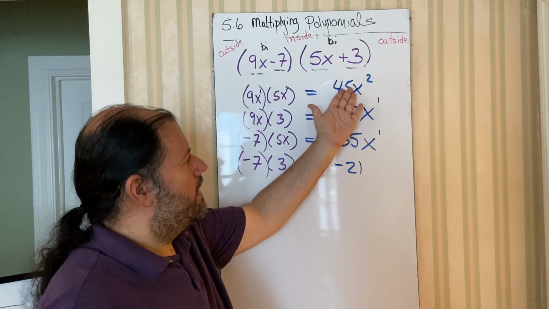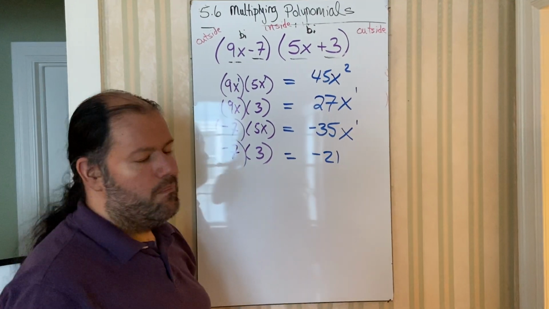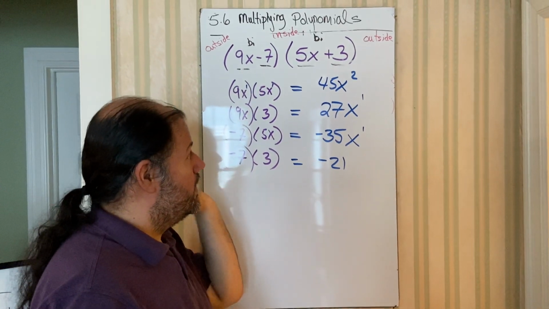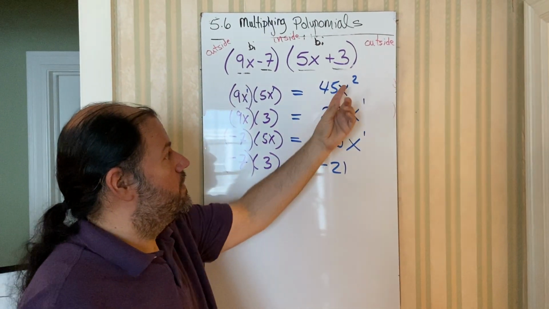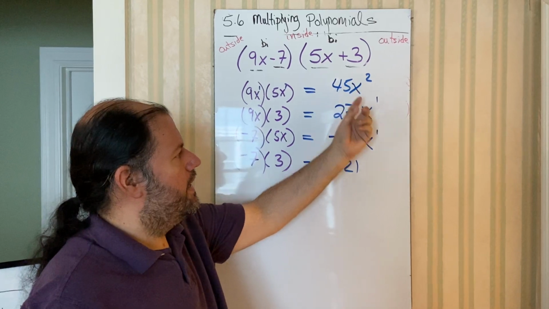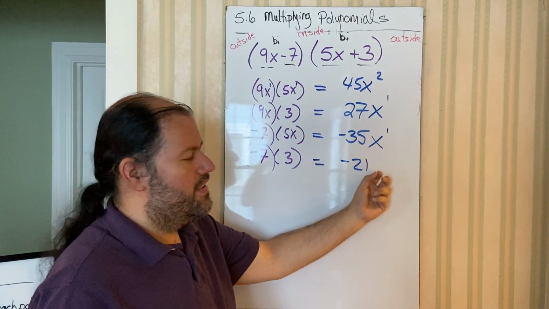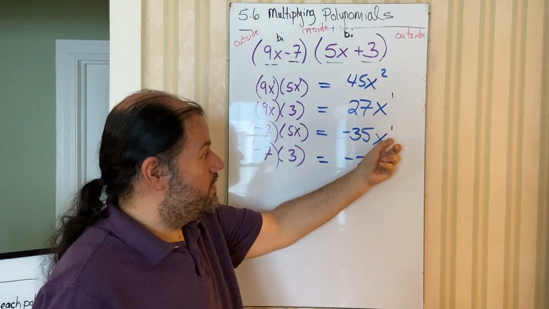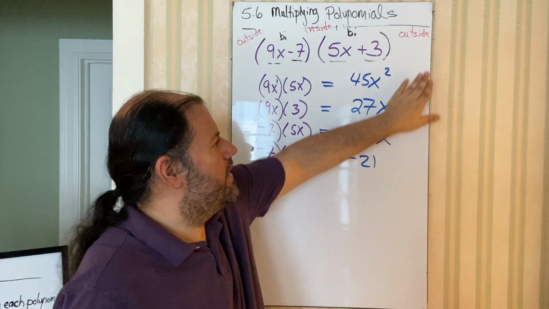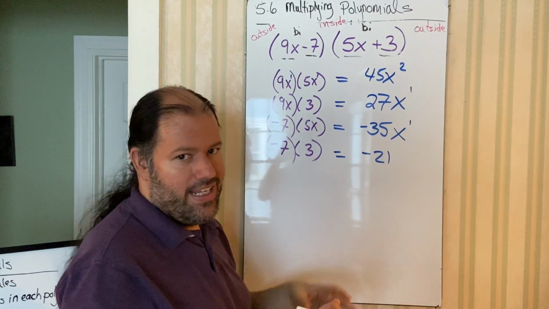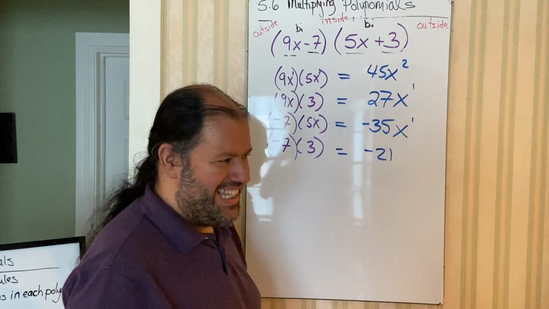Now, once we got this multiplied out, we have to see if we have any like terms. Notice we do. X squared, x to the first, no x's. See how these two pair up? A lot of times, if you use FOIL, you might have heard that the outer and inner combine.